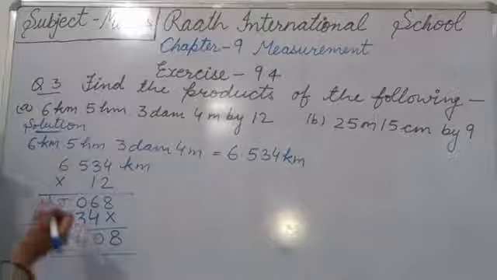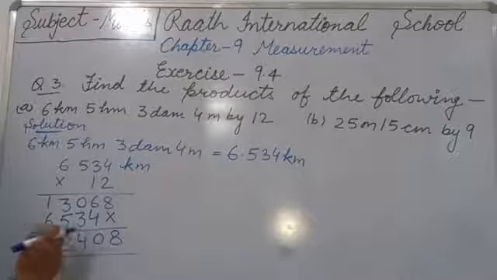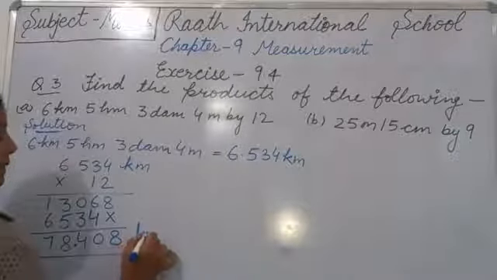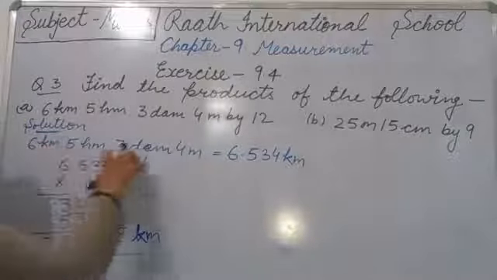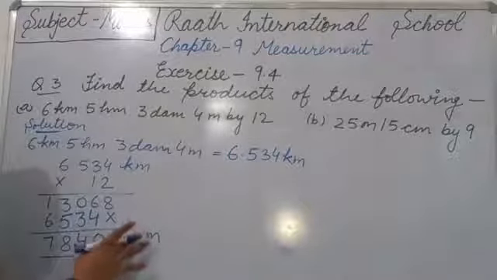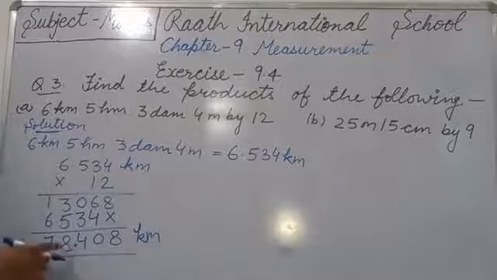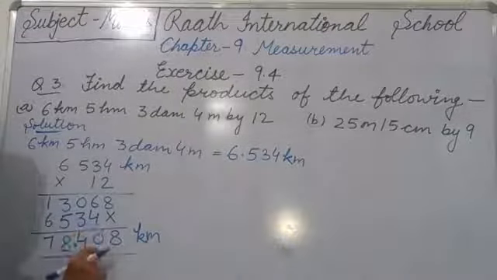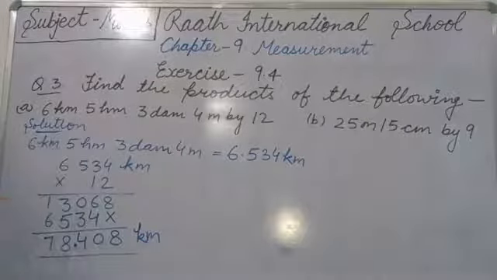Now, how many decimal places in the question? 3: 1, 2, 3. So here also we will take 3 decimal places: 1, 2, 3. So it becomes 78.408 kilometer. And if you want to give your answer in the same form as the question, you can write it in this form also. How will you write it? Before the decimal we have 78. So 78 kilometer, 4 hectometer, 0 decameter and 8 meter.